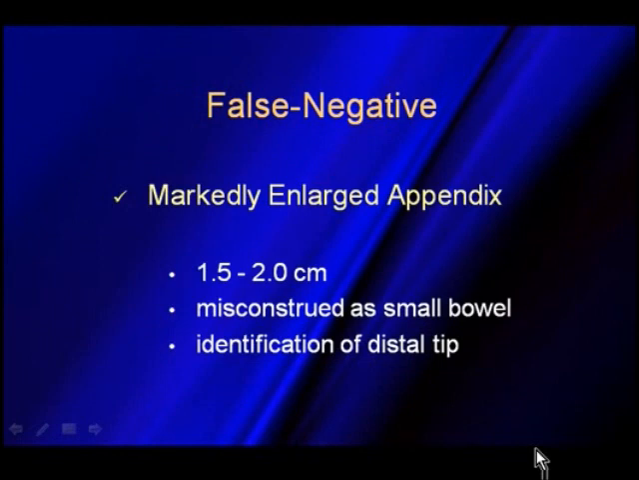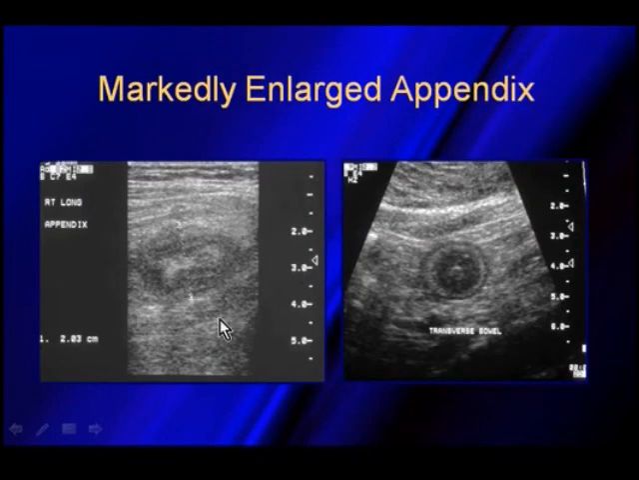If you mistake a markedly enlarged appendix, I've never seen an appendix measuring over 2 centimeters in size, and I think the reason is they will perforate before they reach that size. So if somebody mistakes small bowel or identification of the distal tip, this is the case that we measured to be 2 centimeters, and actually what happened when this patient went to surgery, this appendix had actually perforated, and this is just inflammation surrounding it.